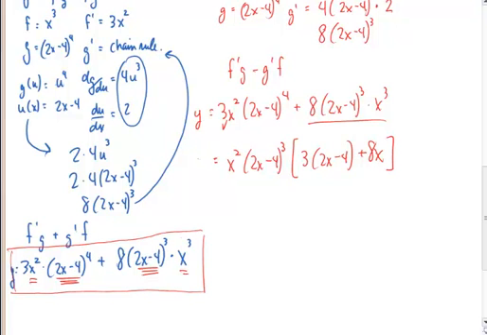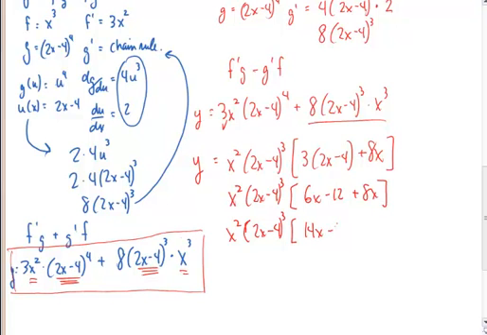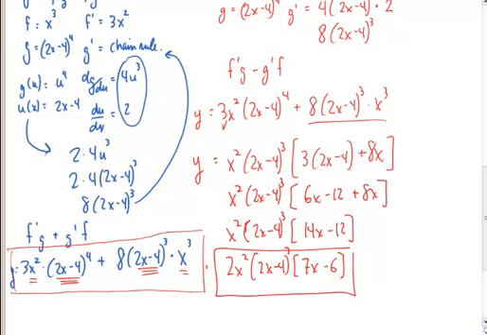So this would be the next step for simplifying. I have x squared, 2x minus 4 cubed, and when I distribute the 3 through this, I have 6x minus 12 plus 8x. And then I end up having x squared, 2x minus 4 to the third, and this would be 14x minus 12. I would end up pulling a 2 out, and I have a 7x minus 6. And that would be the simplest form of my derivative.